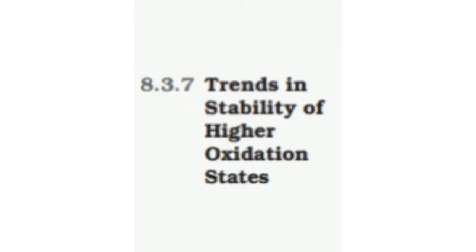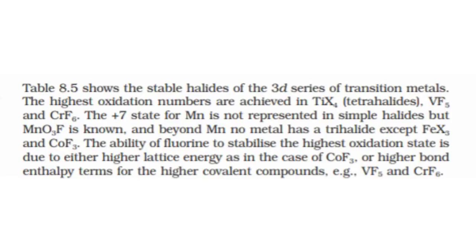8.3.7 Trends in stability of higher oxidation states. Table 8.5 shows the stable halides of the 3d series of transition metals. The highest oxidation numbers are achieved in TiX4 tetrahalides, VF5 and CrF6. The +7 state for Mn is not represented in simple halides, but MnO3F is known. Beyond Mn, no metal has a trihalide except FeX3 and CoF3.